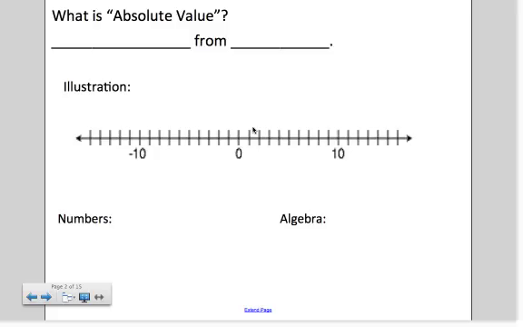We're going to work on absolute value equations today. Okay, so what is an absolute value? Well, an absolute value is a distance from zero.